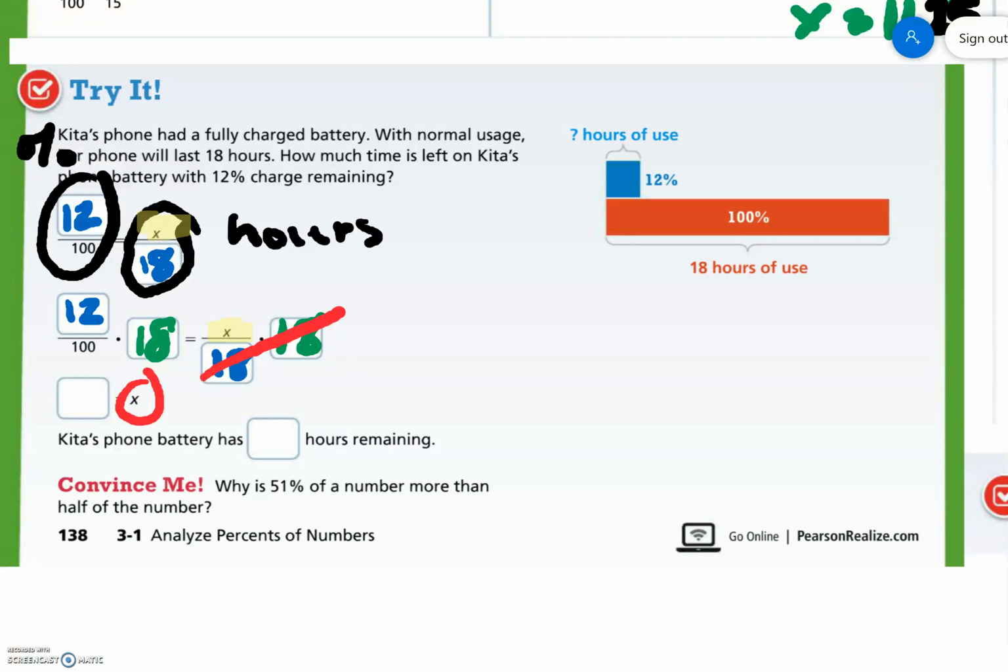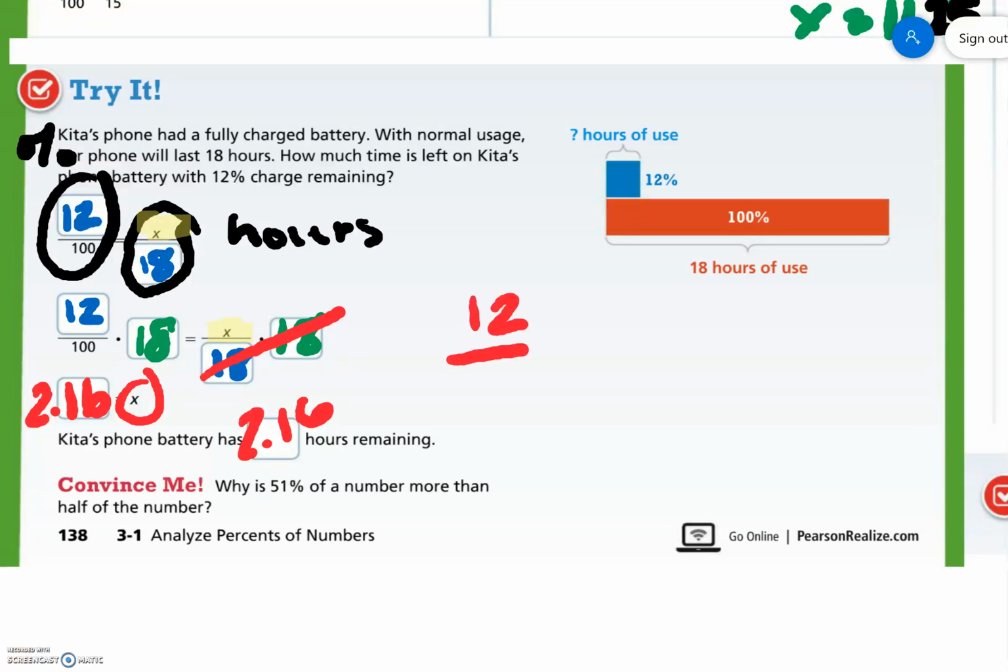12 divided by 100 times 18. So that's 2.16. So that means Kita's phone battery has 2.16 hours remaining. Let's try it our way.